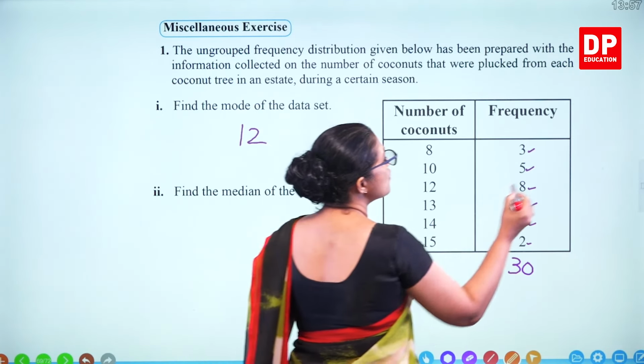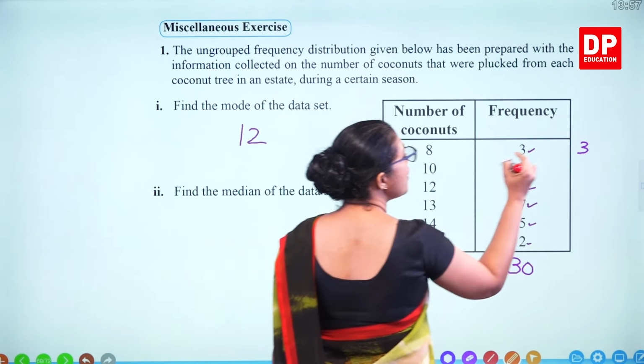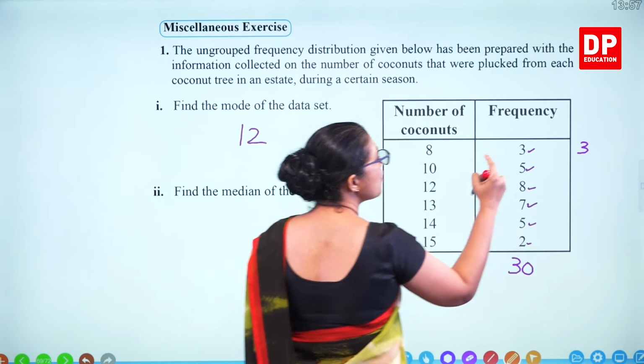So 15th, so we'll see addition of frequencies, 3, 8. 8 plus 8, 16. 16 plus 7, 23. So you need 15th and 16th. Here you get after 8, all these numbers 12. So 15th also 12, 16th also 12. 12 plus 12 divide by 2, that's 12.